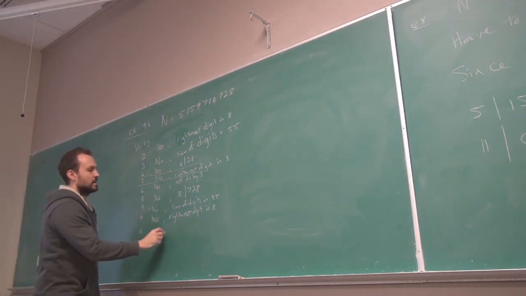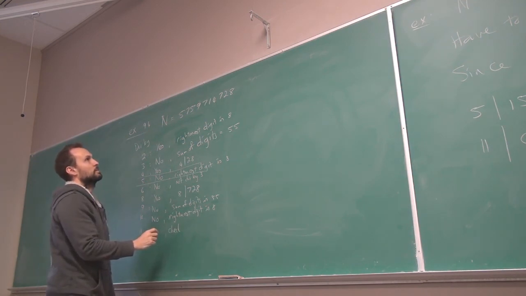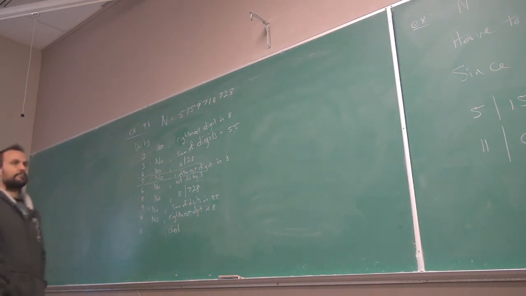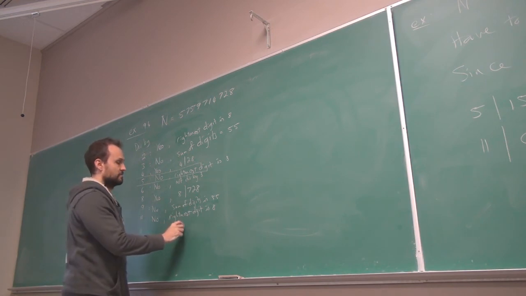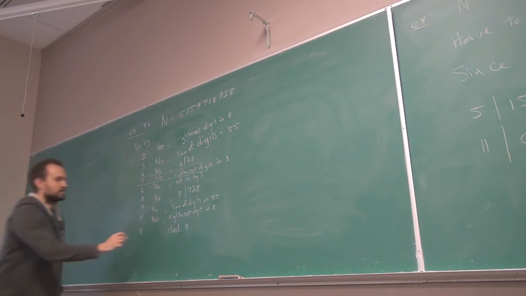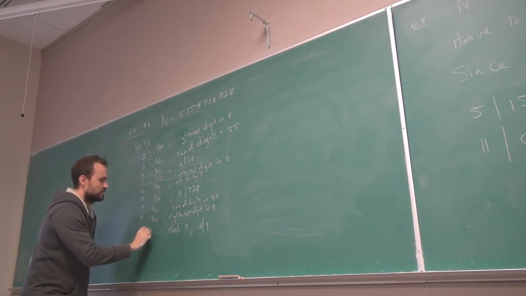11, well, I need to check. That's a lot of work. What's the number I need to check? If I go right to left, 8 minus 2 plus 7 minus 4, blah, blah, blah. I think it's like 9 or minus 9. 9 or minus 9? 9. And clearly that does not work. 11 does not divide into 9.